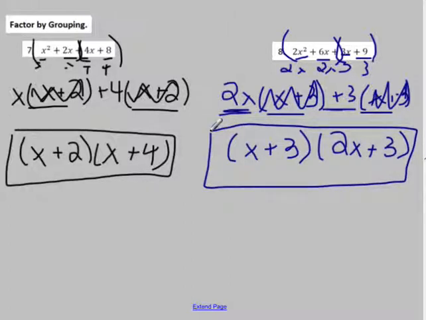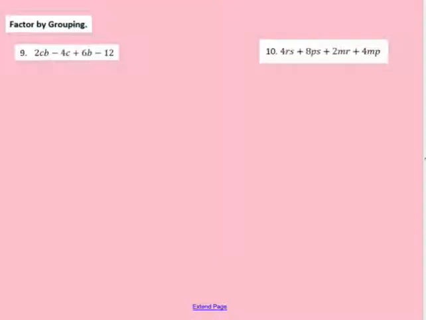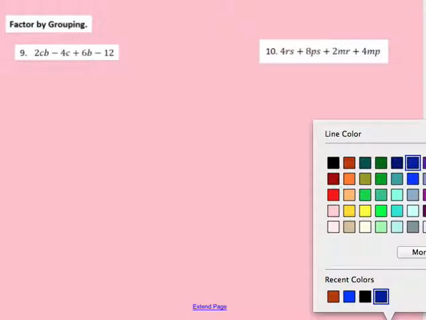Notice how I'm writing the two parentheses right next to each other, and they're being multiplied. There is no plus sign in the middle. It's just the two parentheses right next to each other being multiplied, because that's another mistake I see students make. All right, next, let's take a look at number 9.